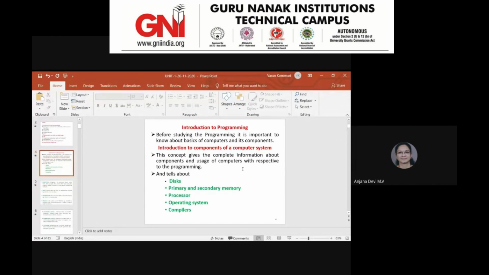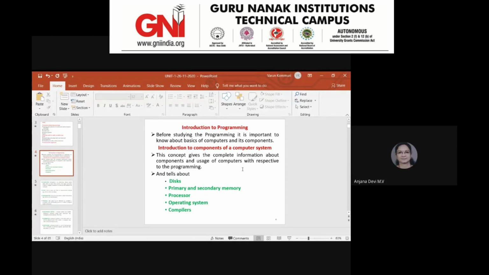So what are those components here? Disks, primary and secondary memory, processor, operating system, compilers. Okay, so you need to know about the disks. Already you know very well about the primary and secondary memory, and we have also discussed the CPU. CPU is nothing but the processor. After that we discussed the operating system. What is an operating system? It is a system software. It acts as an interface between the user and the computer.